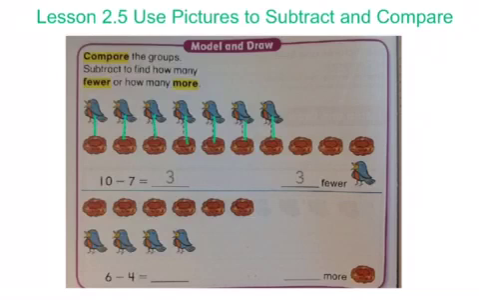So they can say that they had 10 nests. They minus 7 nests that have birds in them, and that leaves them with 1, 2, 3 nests without birds. So there are 3 fewer birds than nests.